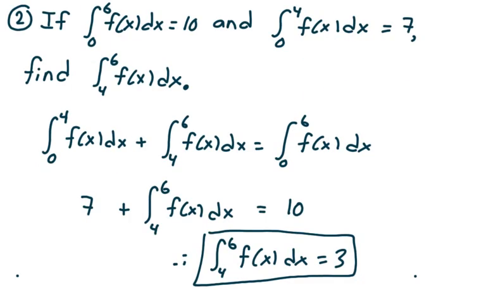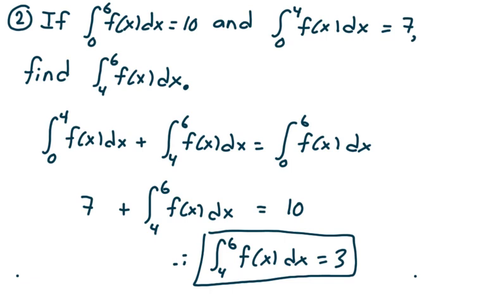On problem 2, if the integral from 0 to 6 of f of x dx is 10, and the integral from 0 to 4 of f of x dx is 7, find the integral from 4 to 6 of f of x dx. Now, mind you, notice how I never told you what f of x is. Doesn't matter. We just know we can integrate whatever function it is.